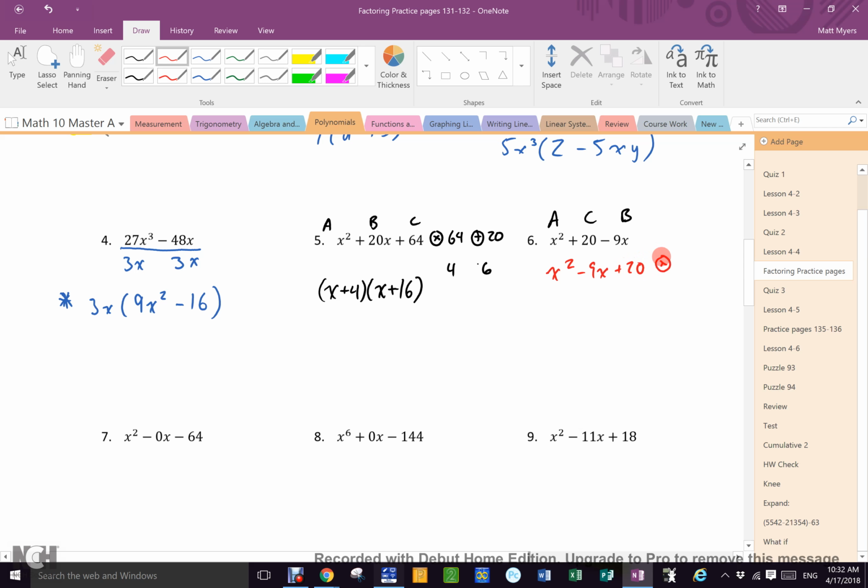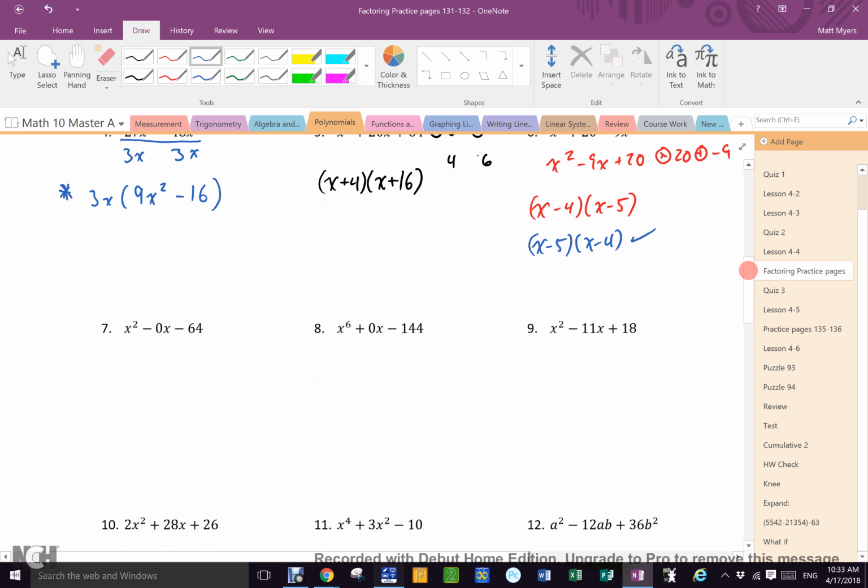And now I need numbers that multiply to what? 20 and add to what? Negative 9. What are they? It's 4 and 5. I don't even need to go through them all, do I? But since that one's positive and that one's negative, it must be minus 4 and minus 5. Now, is this okay? Yes. Everybody's good? It's what we did yesterday.